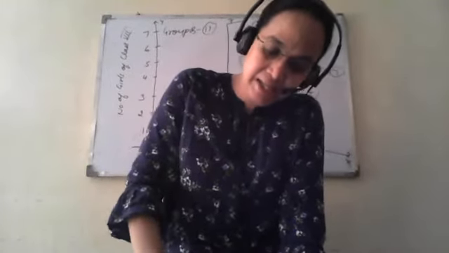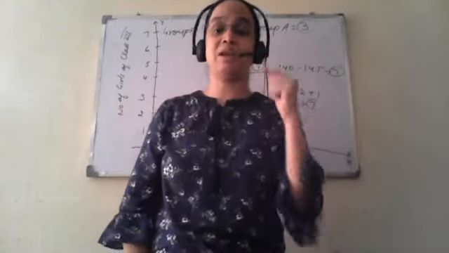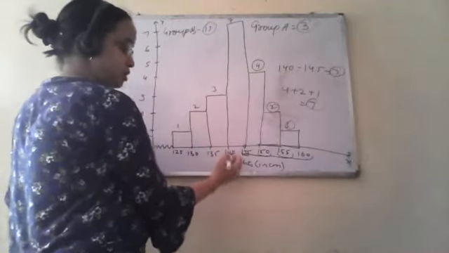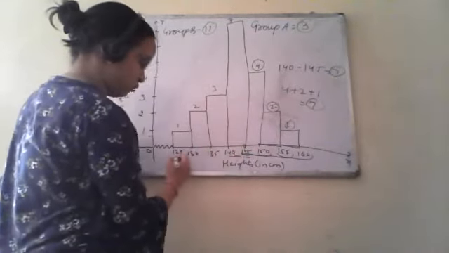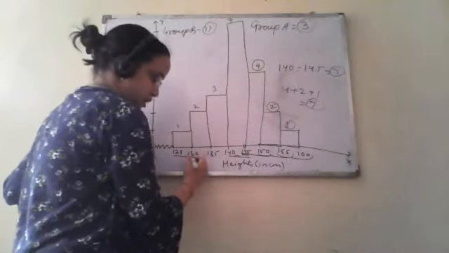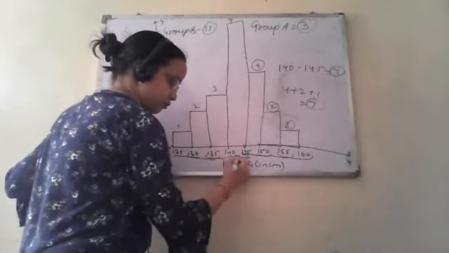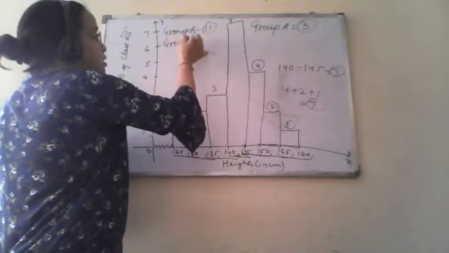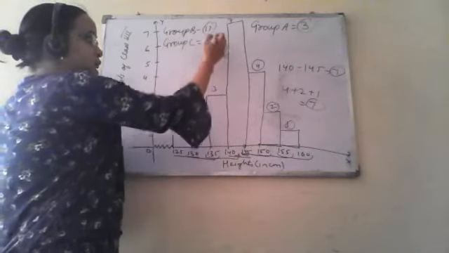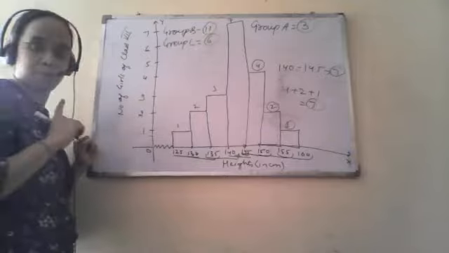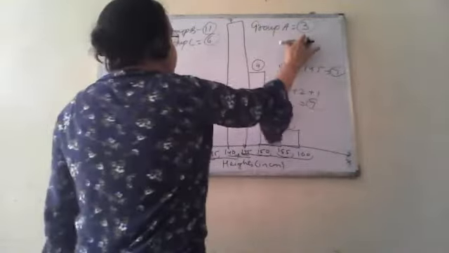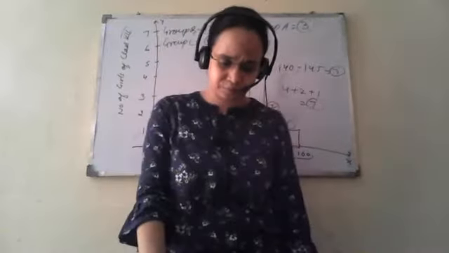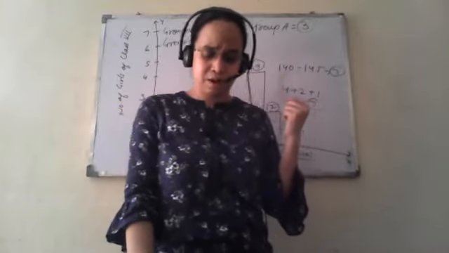Now group C, less than 140, means those having height less than 140, that means 140 is also not included. So we will not include that interval, but it will have 125 to 130, 130 to 135 and 135 to 140. It does not include 140. So group C will have 1 plus 2 plus 3, that is 6 girls. So group A has 3 girls, group B has 11 girls and group C has 6 girls. This is how we have grouped the data.